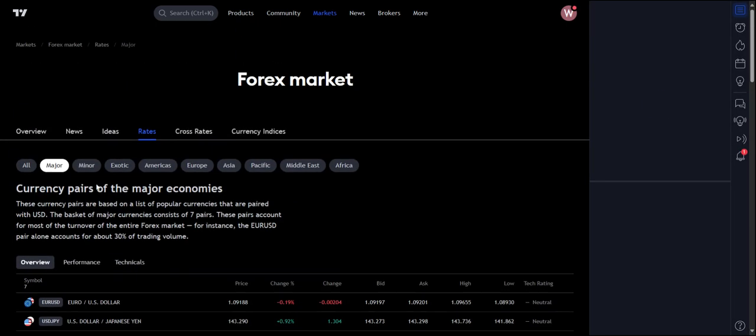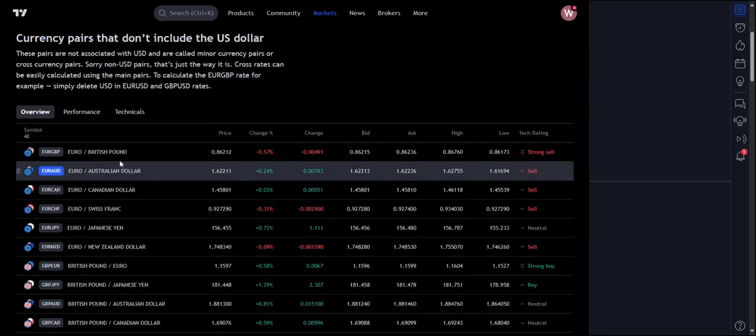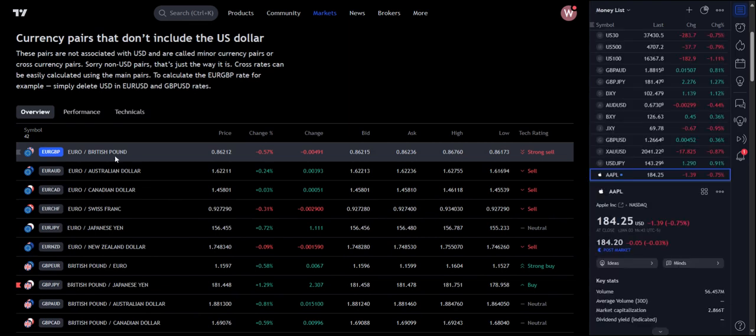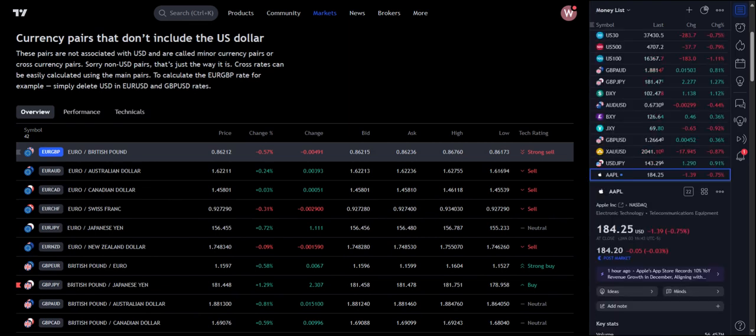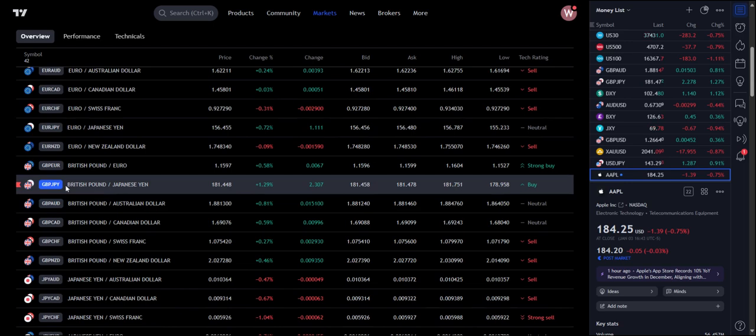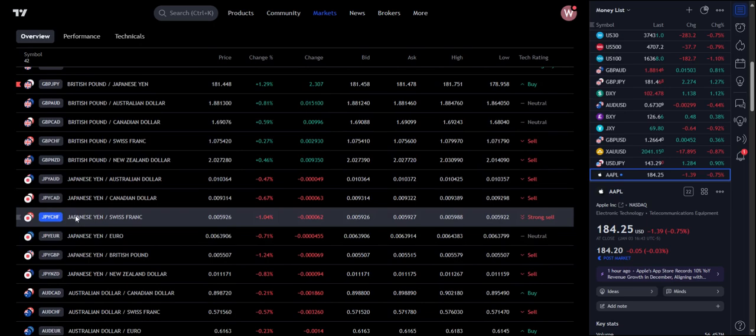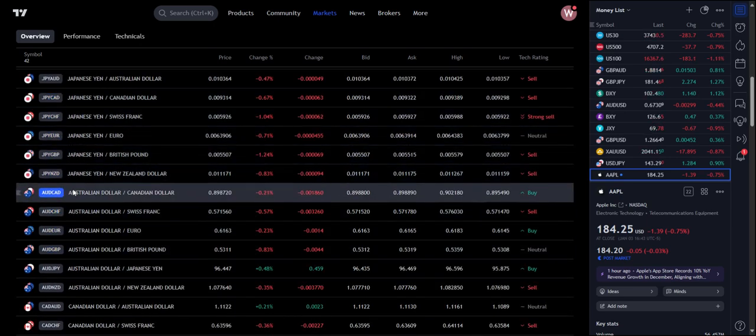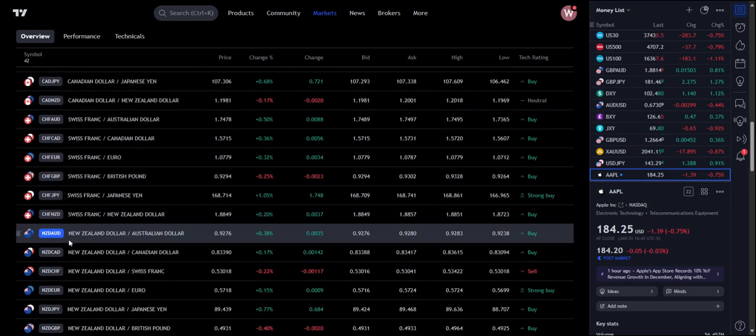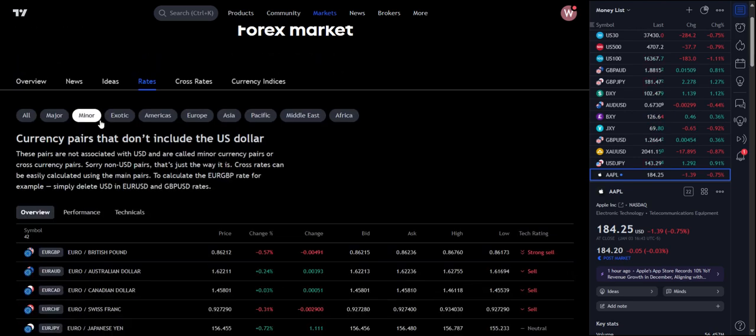Then you have your minor pairs. Minor pairs are more associated with a specific country. So it could be the euro versus the British pound, euro Australian dollar, euro CAD, and so forth. The British pound versus the euro, the Japanese yen, the Australian dollar, the Canadian dollar, then the Japanese yen, the Australian dollar, the CAD dollar, the Swiss franc, New Zealand dollar, and so on. When we trade, typically we're really looking at either majors or minors.